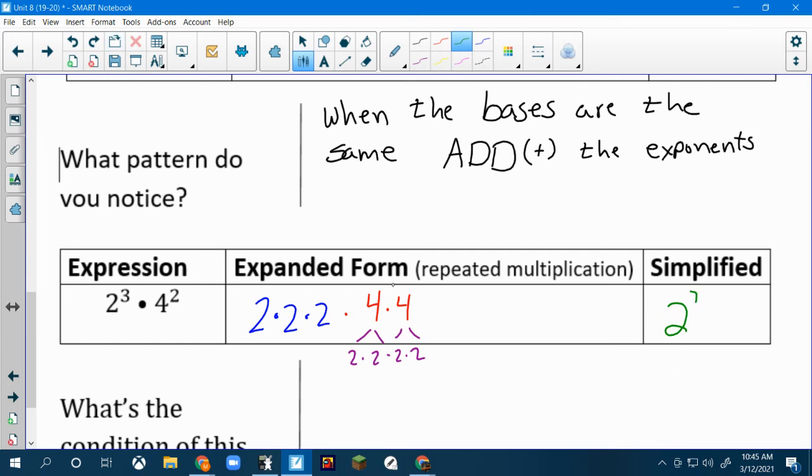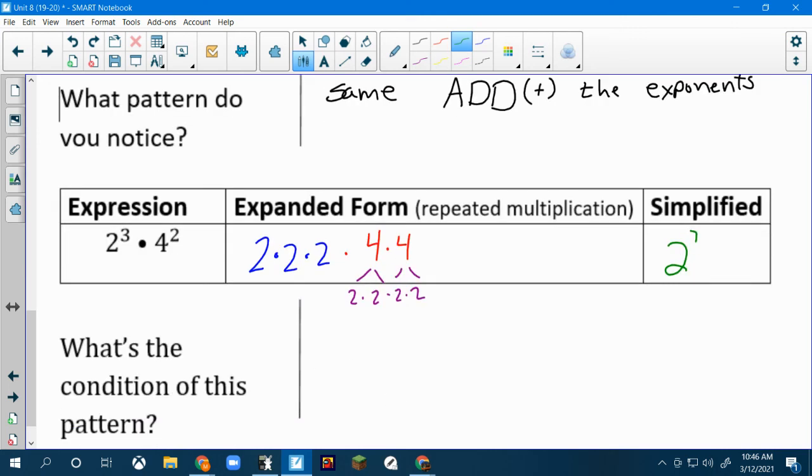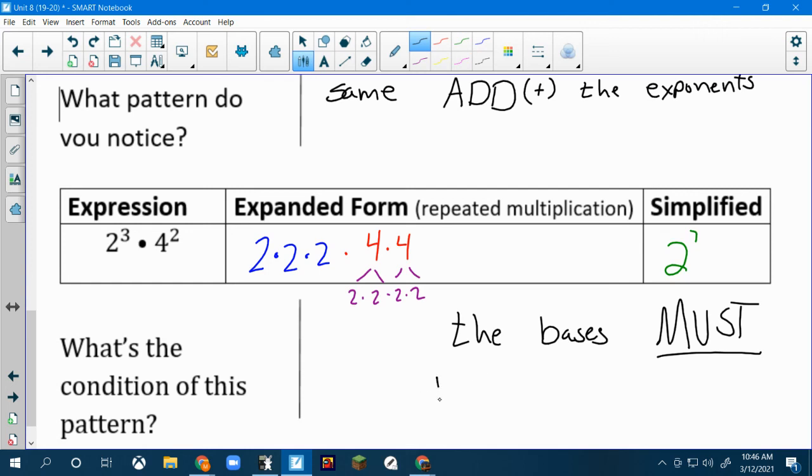Notice that we can break down these perfect squares to simplified form. Okay, we're expanding it out. The condition of this pattern is that the bases must be the same. And I change this base from a 4 to a 2 times a 2. Change this base from a 4 to a 2 times a 2.